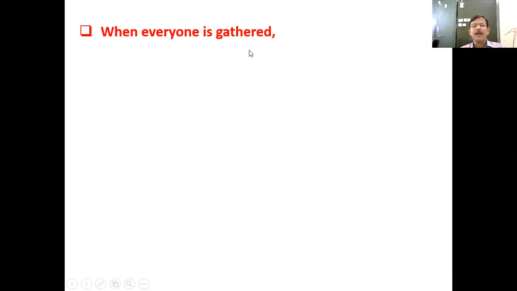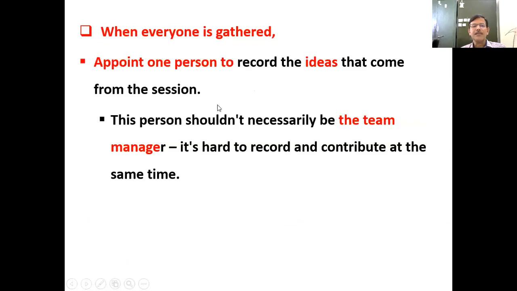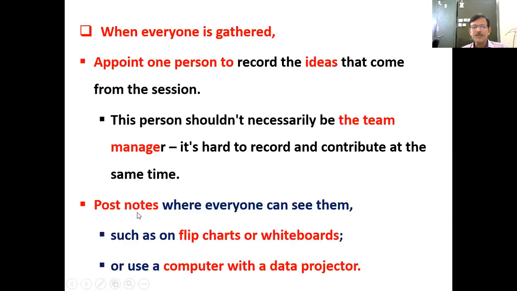And when everyone is gathered, the next step is to appoint one person to record the ideas that come from the session, because one person should be meant exclusively for recording the ideas given by different members. This person should not be the team manager, because the team manager's role is different. Really, a separate person should be identified only for recording the ideas. It's hard to record and contribute at the same time if the team manager is appointed for that purpose.